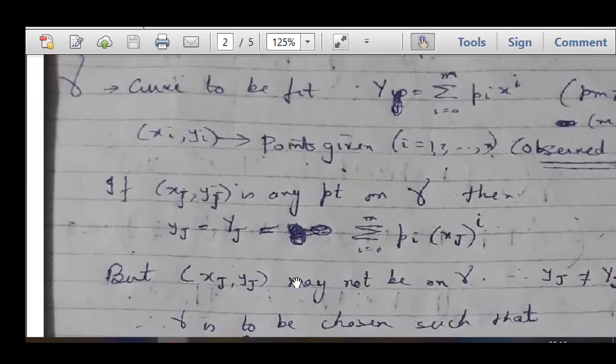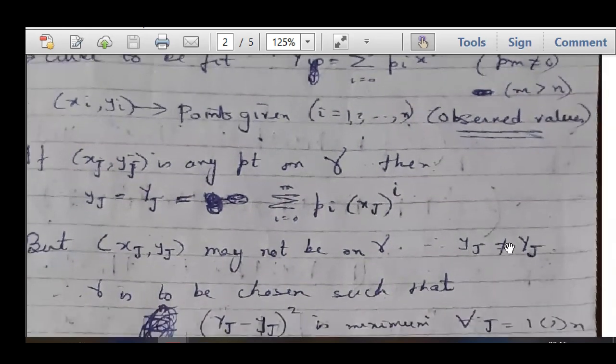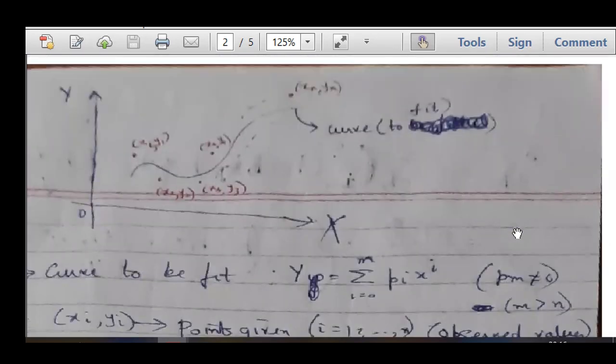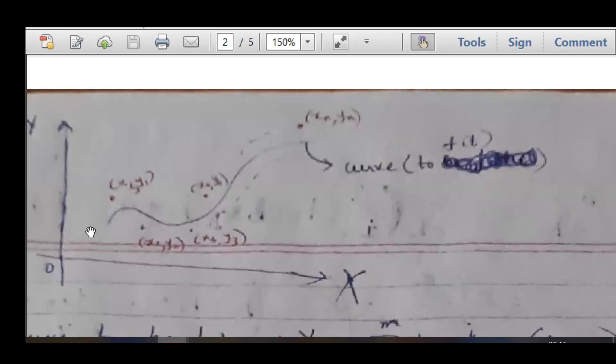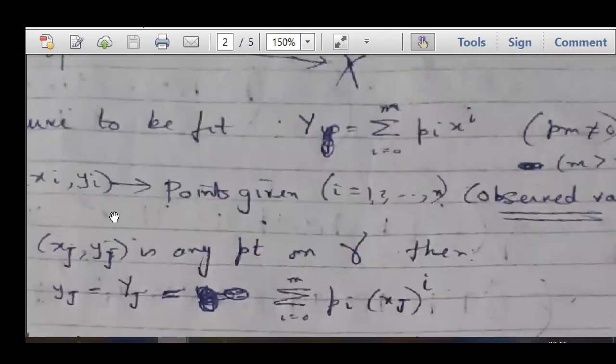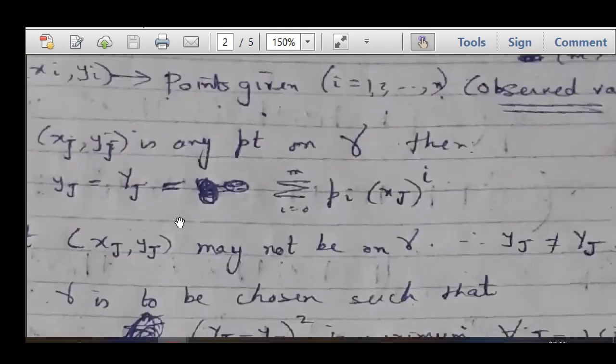But what is the actual scenario? We do not know whether xj yj lies on gamma or does not lie on gamma. So in general, the small yj is not equal to capital Yj. Take any point, say I take this point x1, y1, and corresponding to it, if it was on this curve, say this was the point. So what can we do? We can find the distance between the small yj and the capital Yj. We can find it obviously because these are two points, we can simply find the distance.